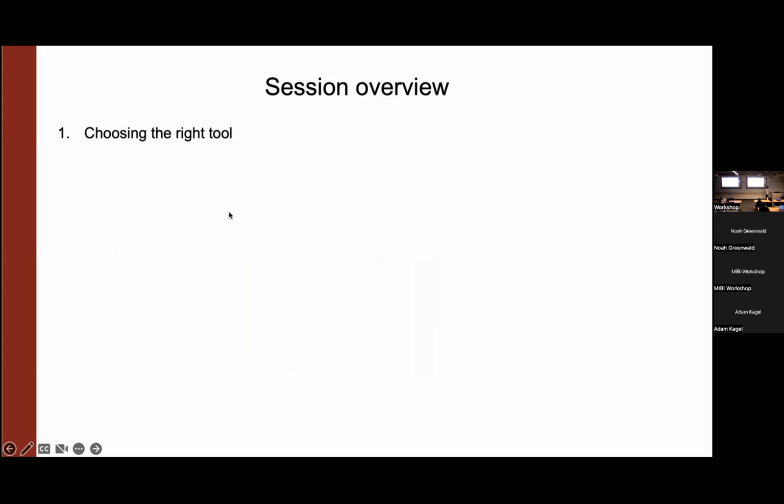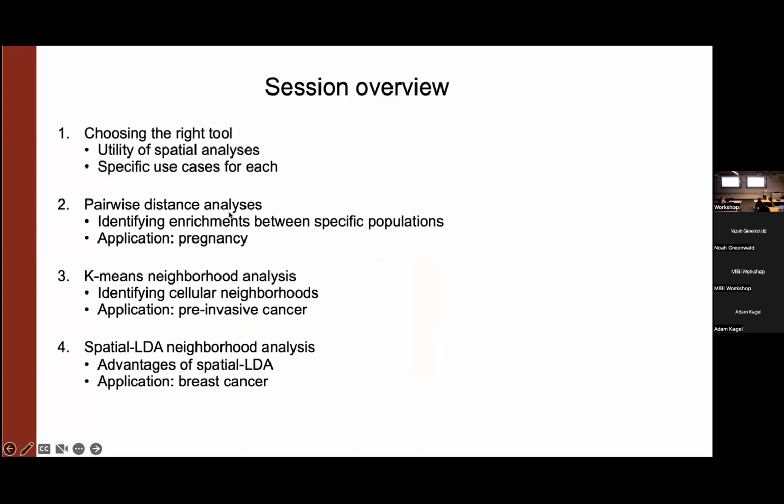Overview, we'll first talk about choosing the right tool. So there's a lot of different spatial analysis tools. We're only going to cover a subset of the ones that our lab routinely uses. How do you decide which ones to do? When are they useful? What are the specific use cases? We'll then go through the three, I would say, bread and butter tools that we use.